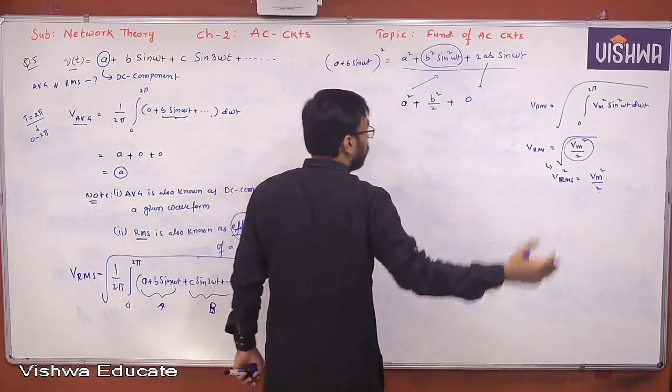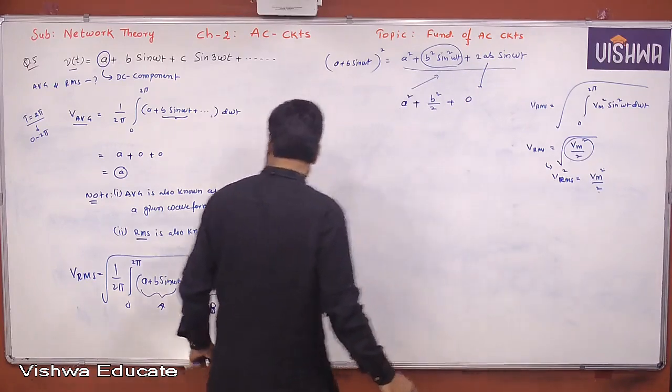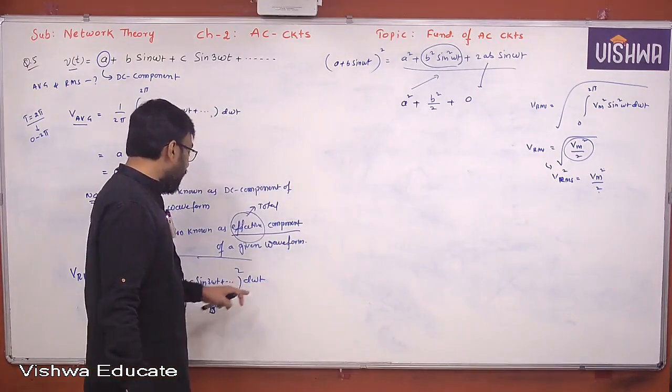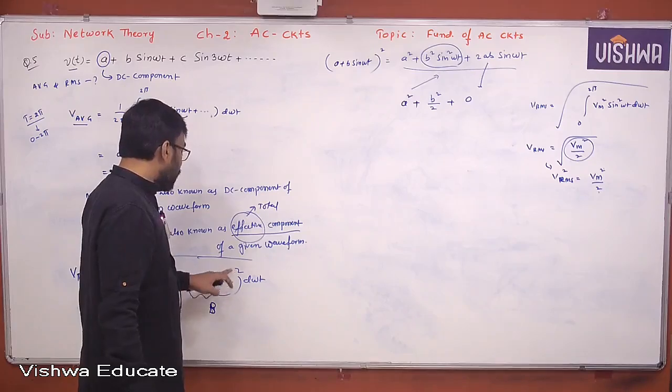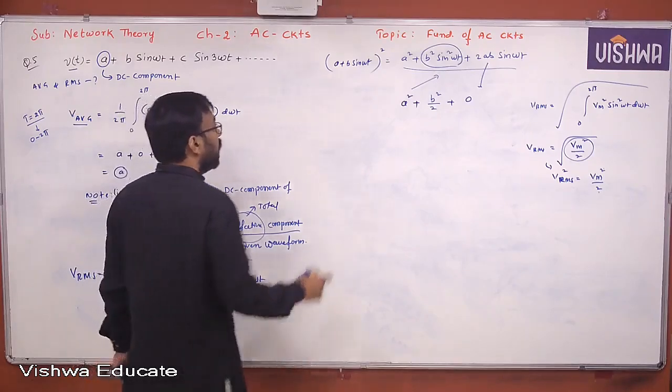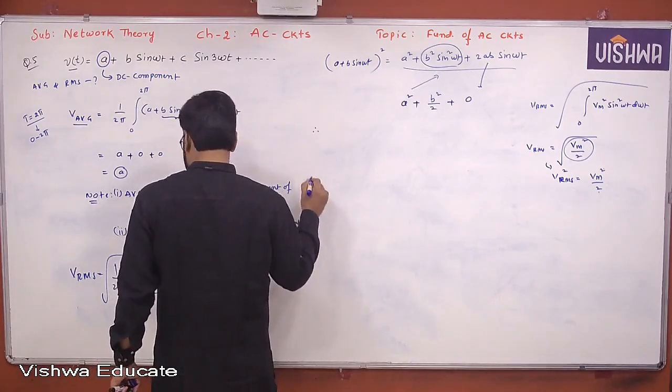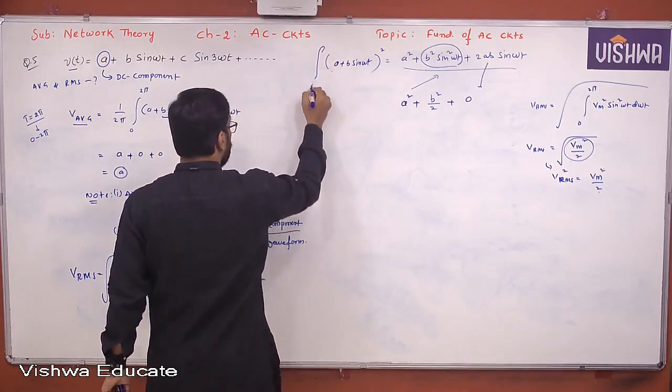Like that, if you go on simplifying, you have C, then D, then E, like that. C square by 2 plus D square by 2 plus and so on. Therefore, you will get now, this is actually 0 to 2 pi.